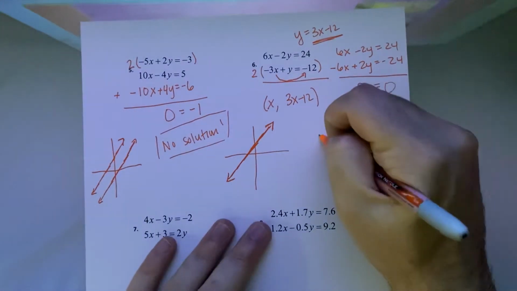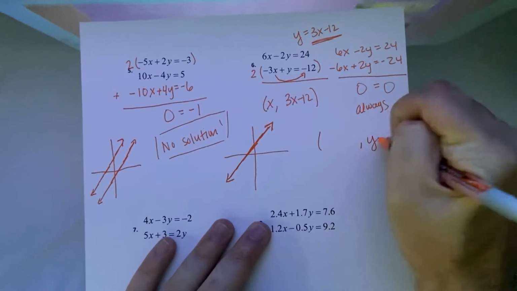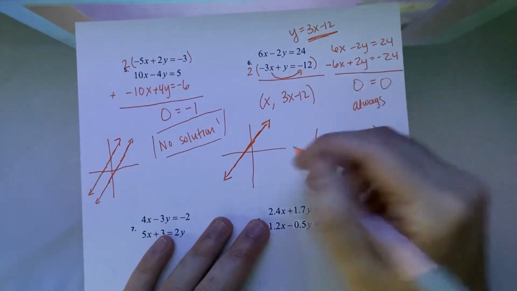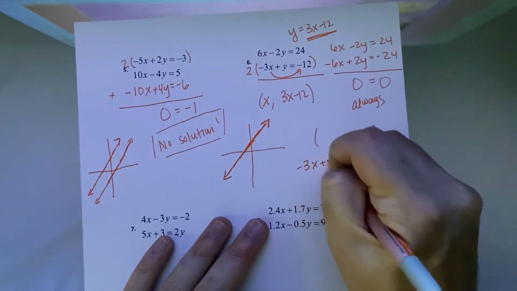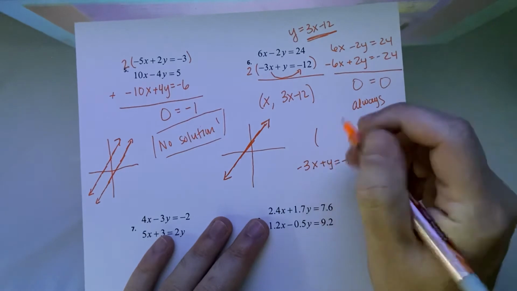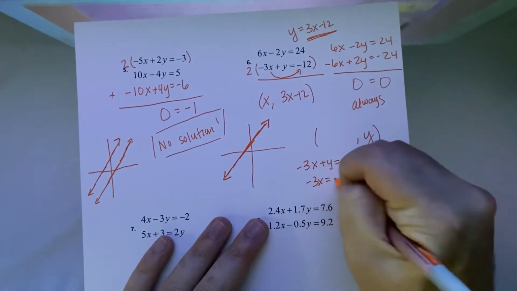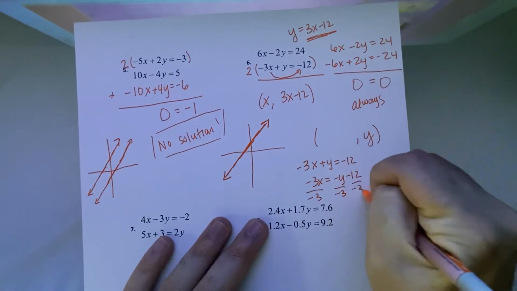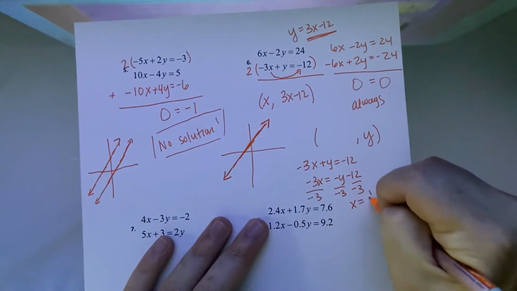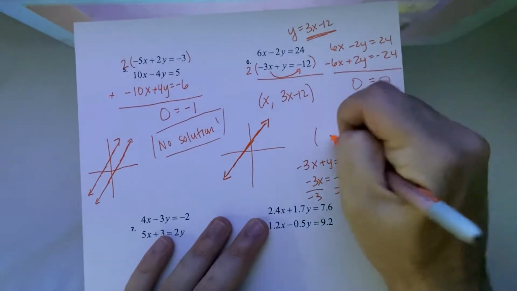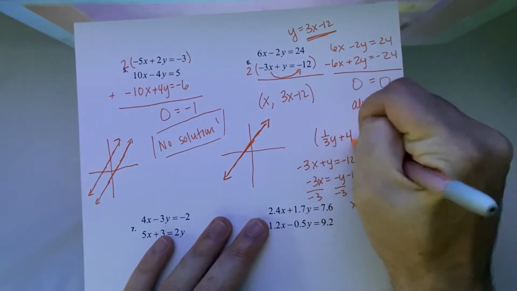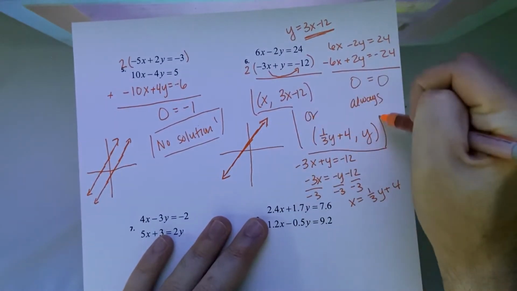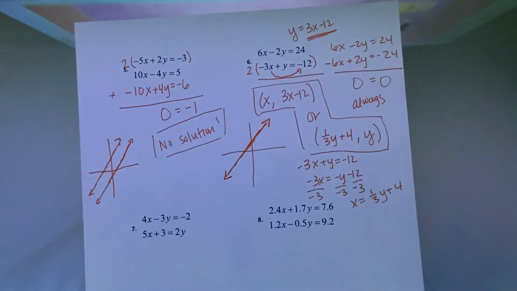Now, I could do this a different way. Instead of letting x be whatever it wants, you could let y be whatever it wants, in which case I need the equation for x in terms of y. So if we have negative 3x plus y equals negative 12, I've got to get x by itself. So negative 3x equals negative y minus 12, divided by negative 3. X equals 1/3 y plus 4. So in this case, we let y be whatever it wants, and then the x adjusts to it.